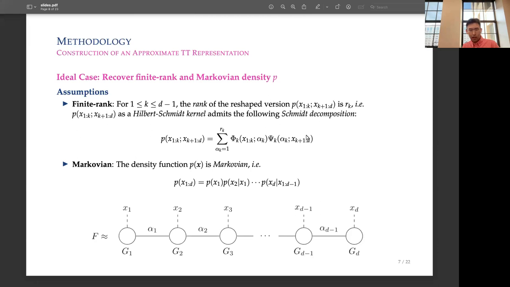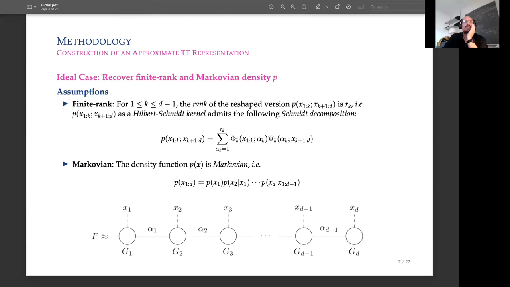So we are not assuming a very strong thing here. And what is Markovian? Markovian just means the density function P can be expressed in the following form. These two properties, the finite rank property and the Markovian property, are basically extracted from the tensor representation in the diagram below. It is quite straightforward to see that any tensor train representation is finite rank and is Markovian. But one may ask, okay, go ahead.